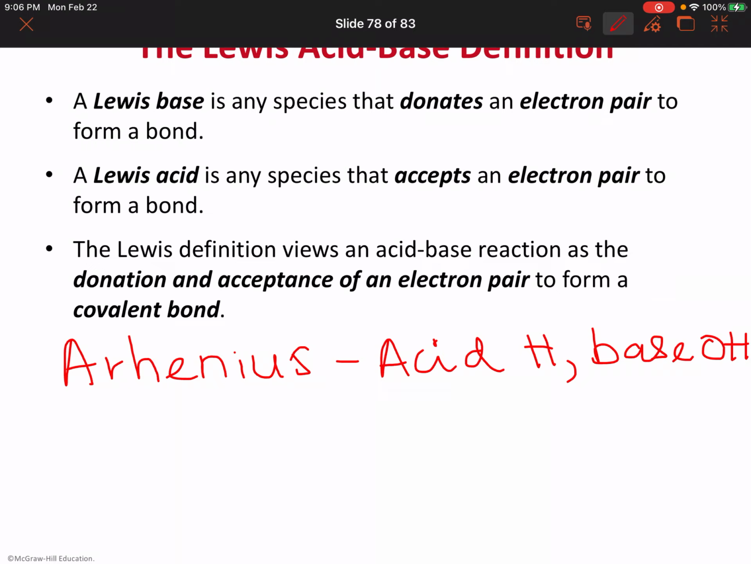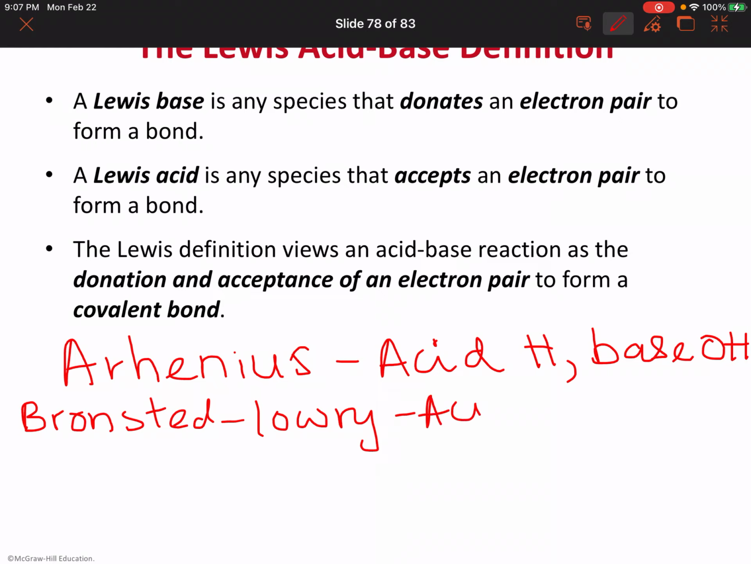And then we talked about the Bronsted-Lowry acid-base definition. There, an acid is a proton donor, and a base is a proton acceptor.